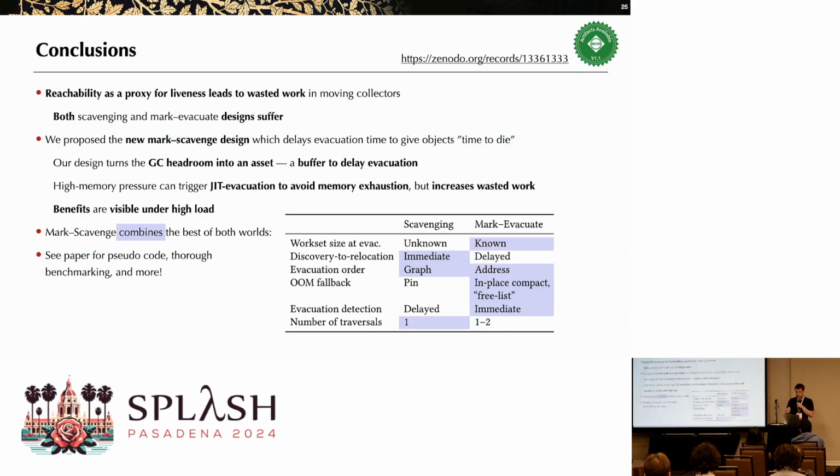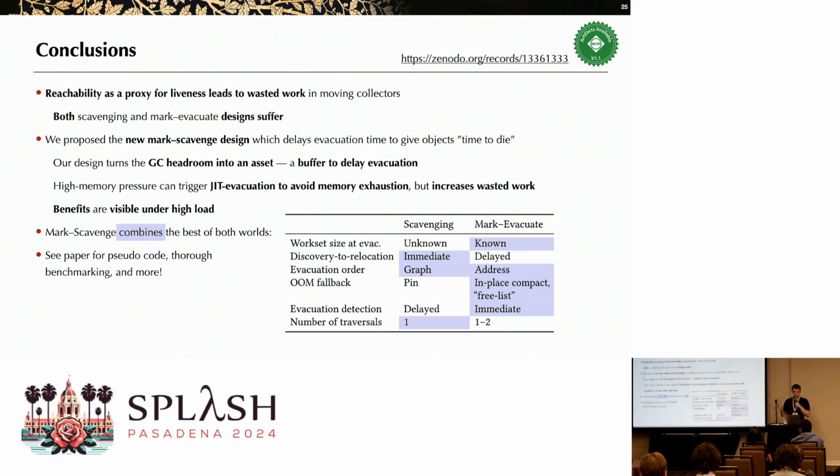So to conclude, I think this is the key takeaway, so listen up. Reachability as a proxy for liveness leads to a lot of wasted work. And both scavenging and mark-evacuate suffer from this. And we have proposed a new design that tries to solve this issue by giving objects time to die.